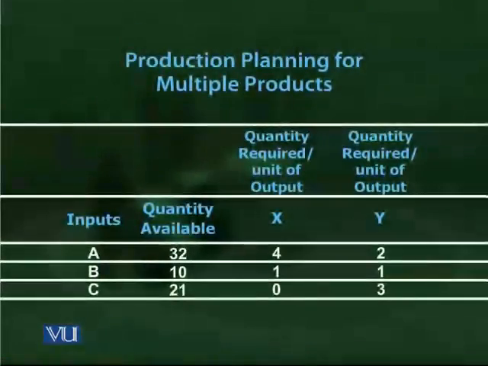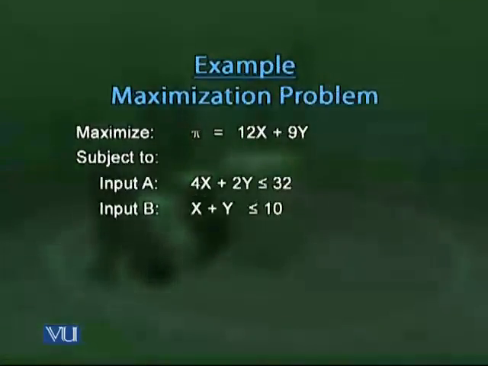तो इसके लिए हमारे पास जो information है कि input A के 4 units चाहिए X को produce करने के लिए and 2 units are required to produce 1 unit of Y, so that our first constraint can be written as 4X plus 2Y is equal to or less than 32 units. The total available units of input A are 32.